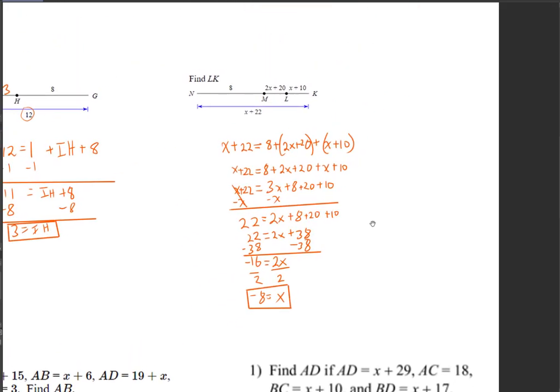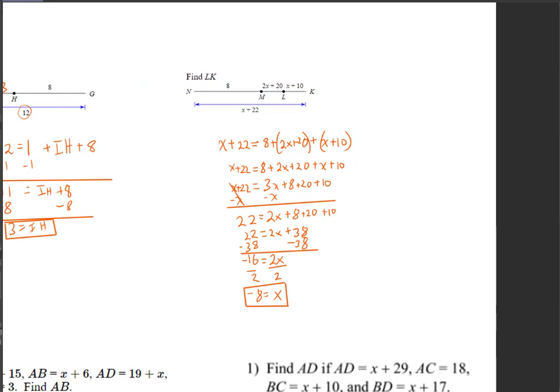So now that x is equal to negative 8, that's not my answer. You can't have a negative distance. You could have negative displacement, but not a negative distance, all right? And that's something completely different. But here, negative 8 is equal to x, right?